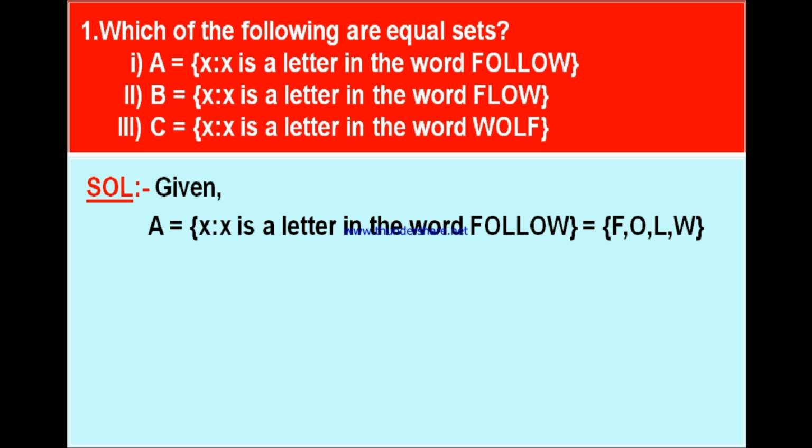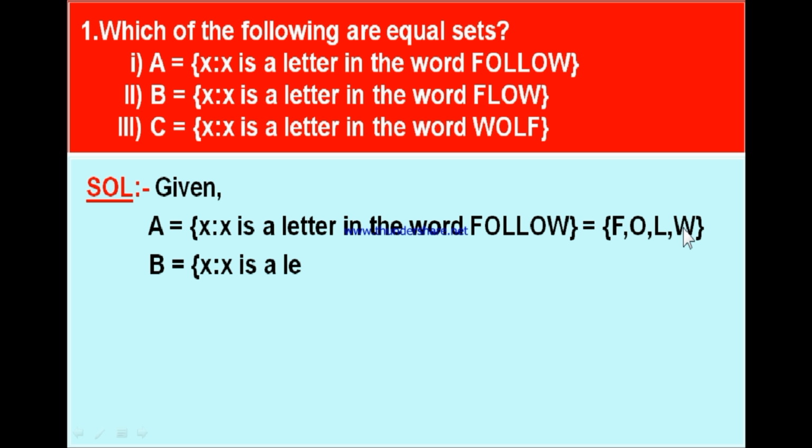We are given that A is equal to the set of x such that x is a letter in the word follow. Now what are the different letters in the word follow? F, O, L and W. Only these are the four different letters. We know that no letter or no element should be repeated in a set. Therefore, the list form of the set A is equal to the set F, O, L, W.